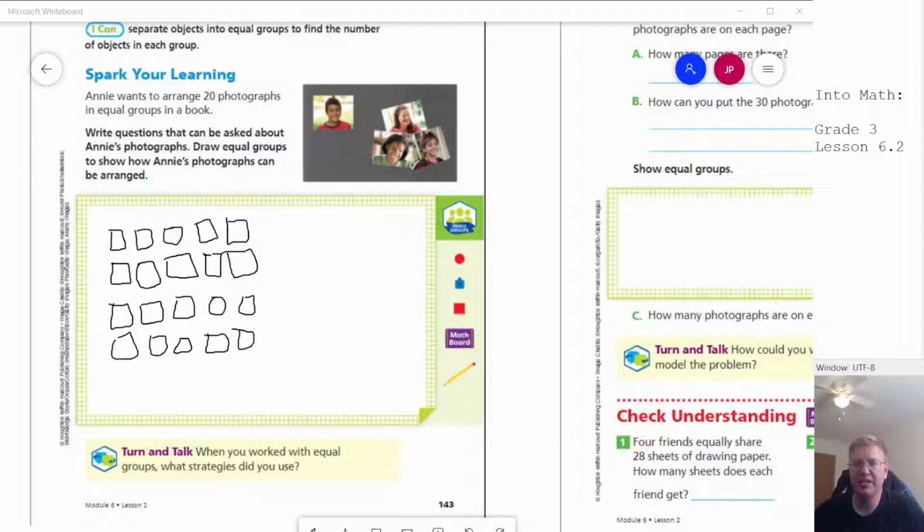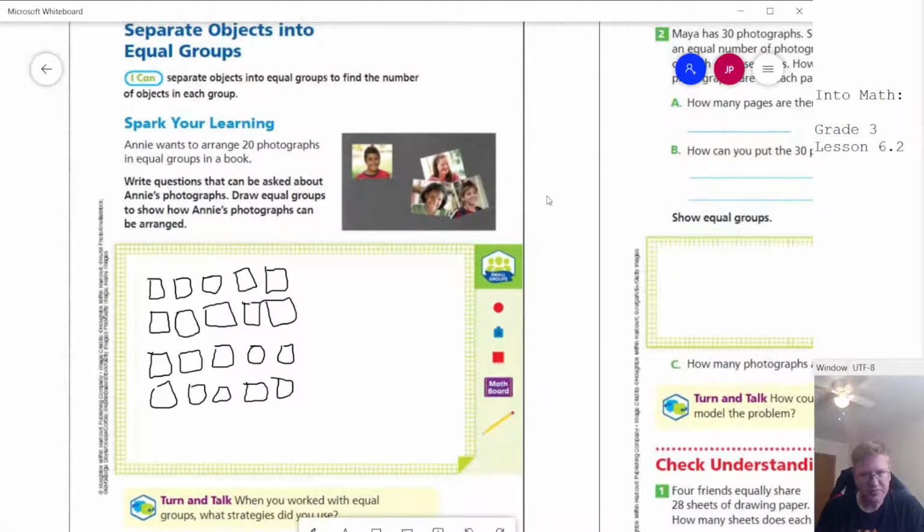Today we're going to be working on showing equal groups and using that to help us with division problems. Like we worked on in our previous lesson, we are going to use a number of counters and put them into equal groups.